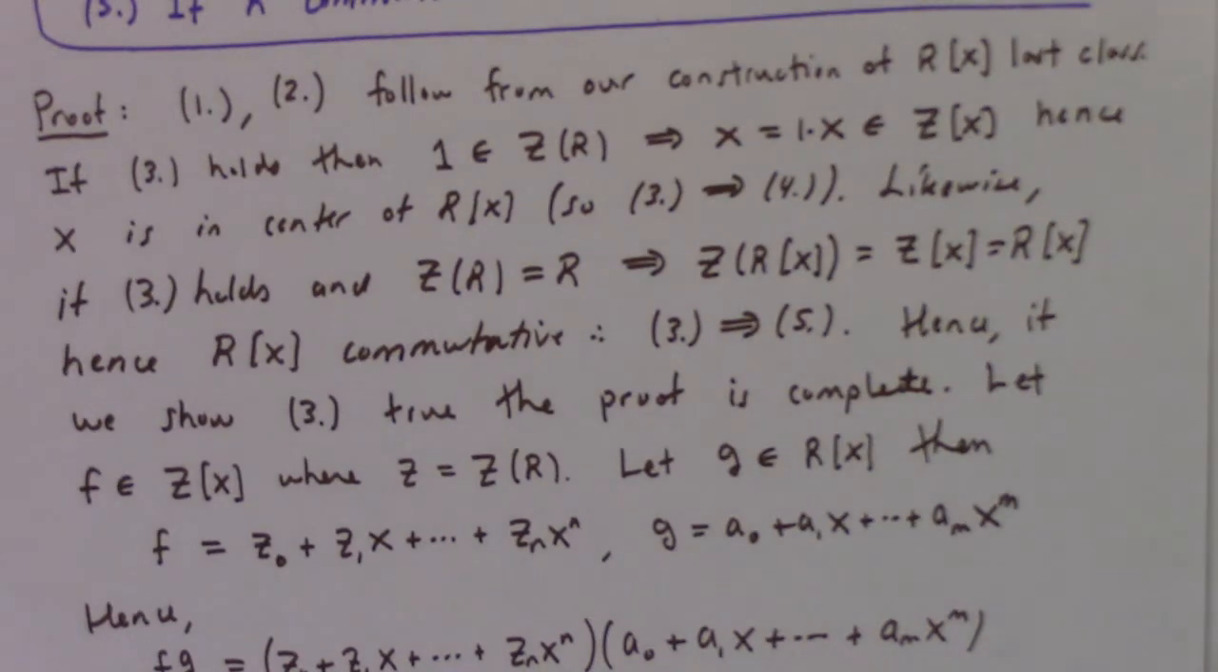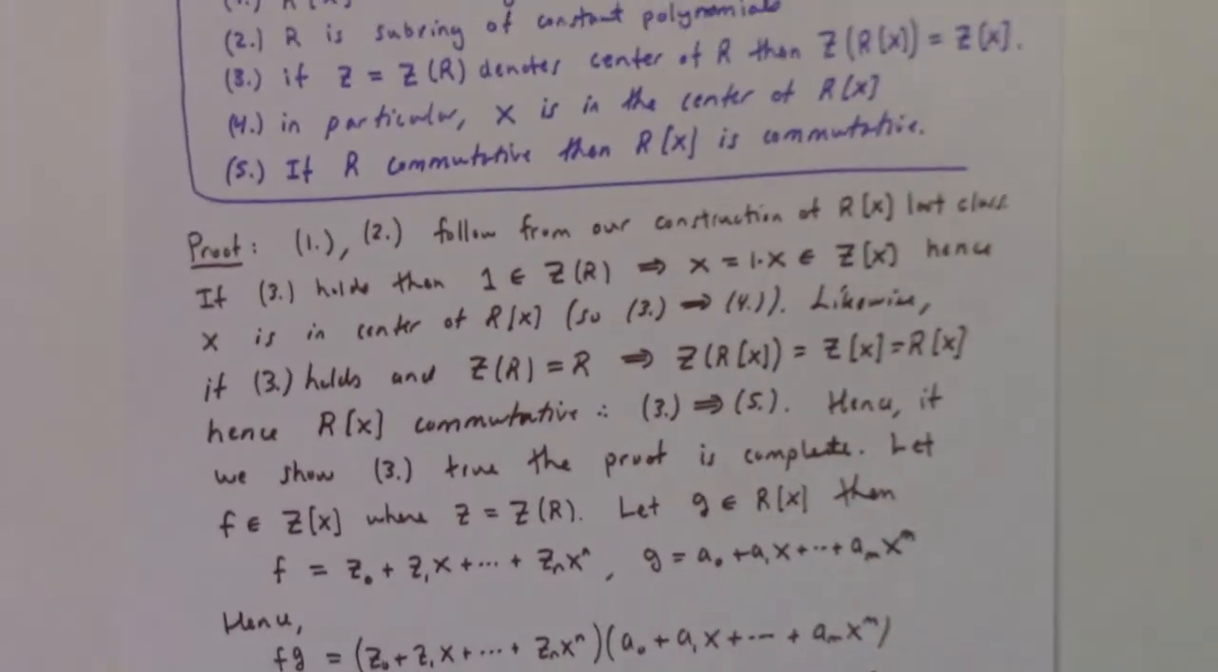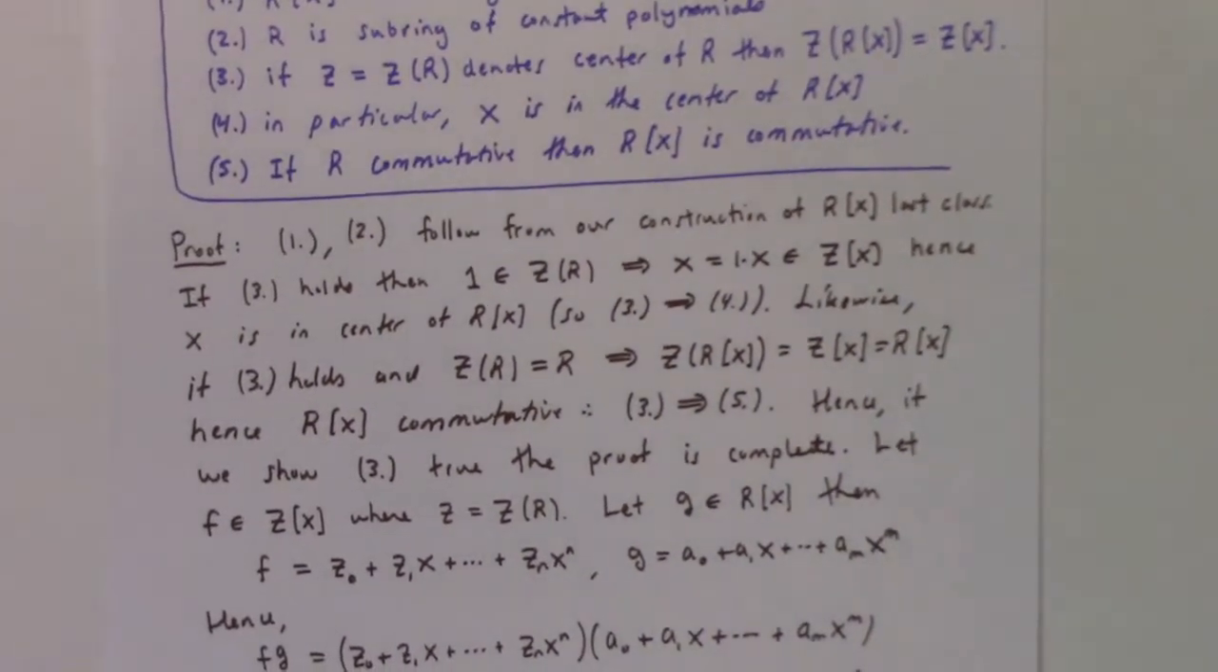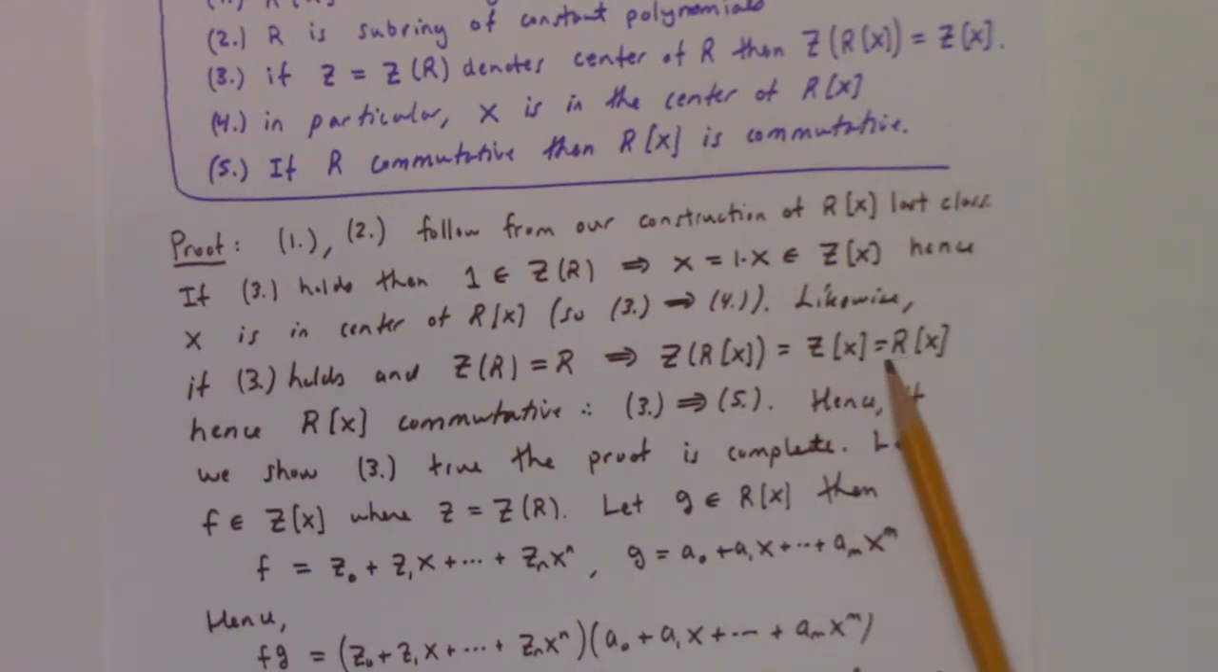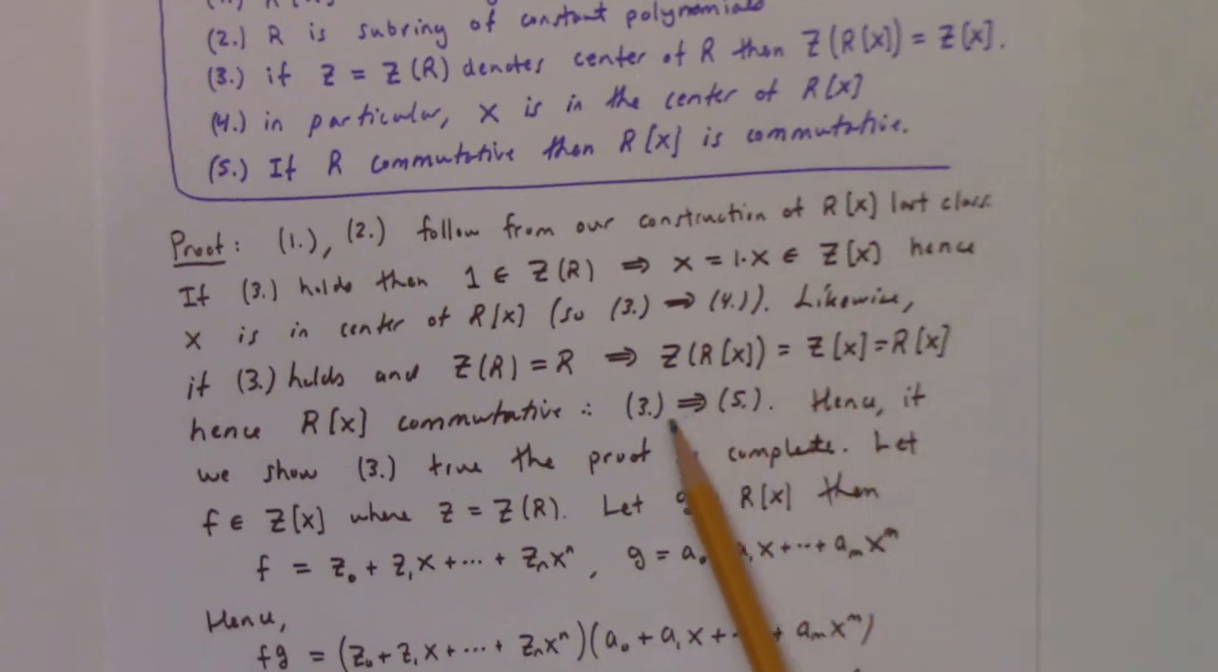Let me zoom back out a little bit here. So 3 implies 4. And likewise, if 3 holds, you can also get 5, because if the center of the ring is the whole ring, in other words, if the ring is commutative, then that implies that the center of the polynomials is the polynomials over the center, which in this case is the whole ring, so that shows that every polynomial commutes with every other polynomial. So basically, if we can show 3, we automatically get 4 and 5.